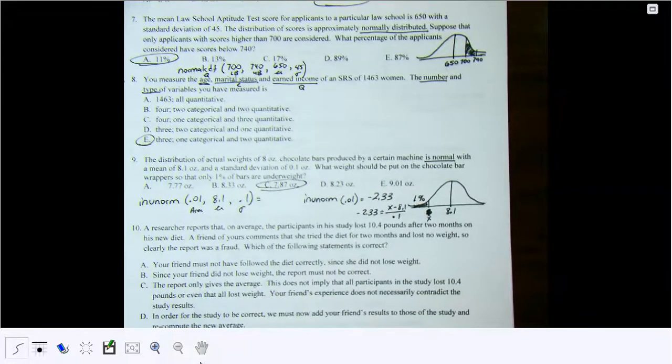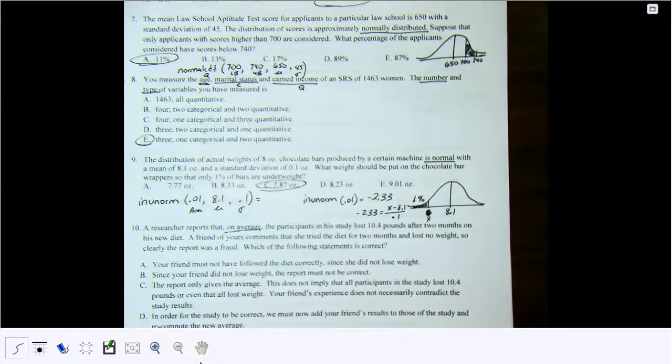A researcher reports that on average, the participants in his study lost 10.4 pounds after 2 months on his new diet. A friend of yours comments that she tried the diet for 2 months and lost no weight. So clearly the report is a fraud. Which of the following statements is correct?